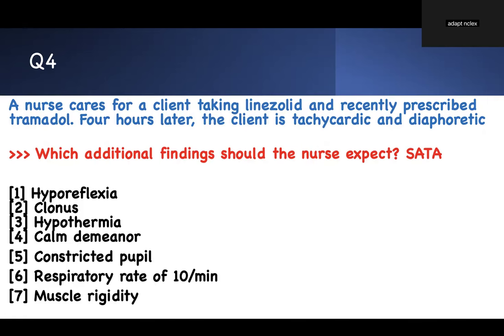Somebody will say, well, respiratory rate is low, and constricted pupil is associated with what? Tramadol. But that is not the scenario. It's taking linezolid plus tramadol. It's called serotonin syndrome. This is not opiate overdose. Two answers are there, clonus and muscle rigidity. 2 and 7 are your right answers.